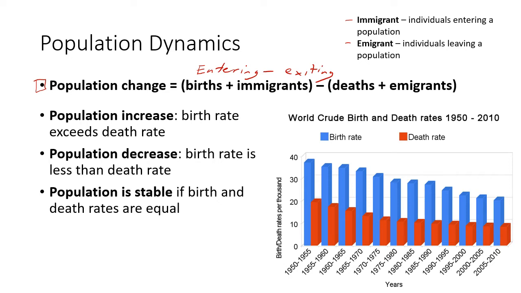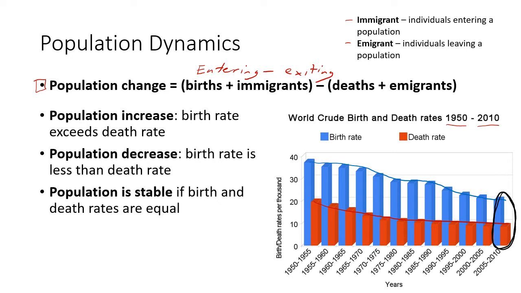The other thing that I want to point out is on this graph. So this graph shows world crude birth and death rates from 1950 to 2010. What I want you guys to notice is that death rate is decreasing over time. So death rate in this red is decreasing and leveling off over time. And birth rate is also decreasing over time. Okay? But please note that birth rate is still higher than death rate. Okay? There's still more people being born on the planet than people dying on the planet.